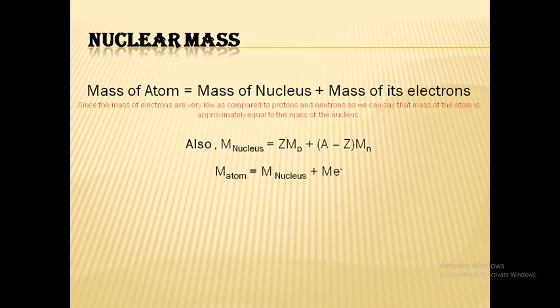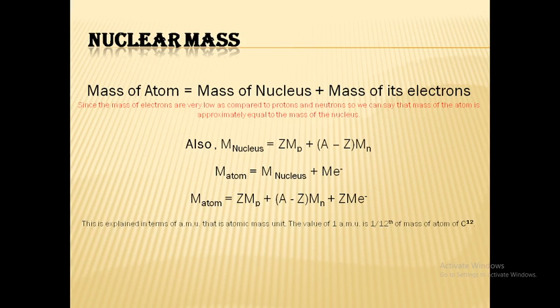So the whole mass of an atom is equal to mass of nucleus plus mass of electron. Putting the value of m nucleus from the first equation, we can get the m atom equation finally as m atom is equal to Z mp plus A minus Z mn plus Z me, where mp, mn and me are the mass of proton, neutron and electron respectively. It is expressed in terms of AMU, that is atomic mass unit, and the value of 1 AMU is 1/12 of mass of atom of carbon 12.